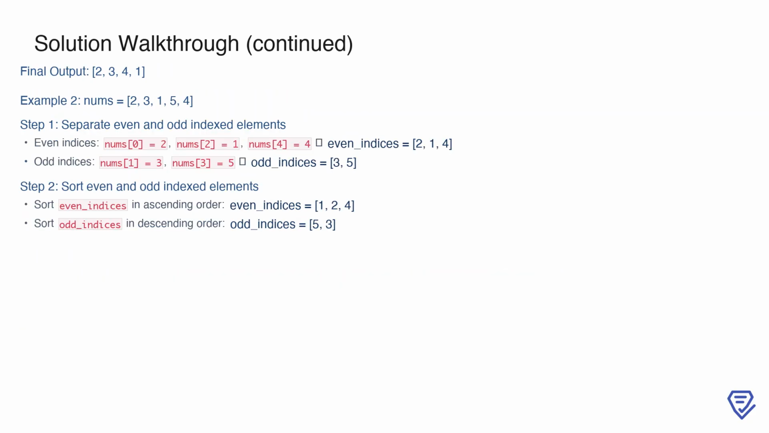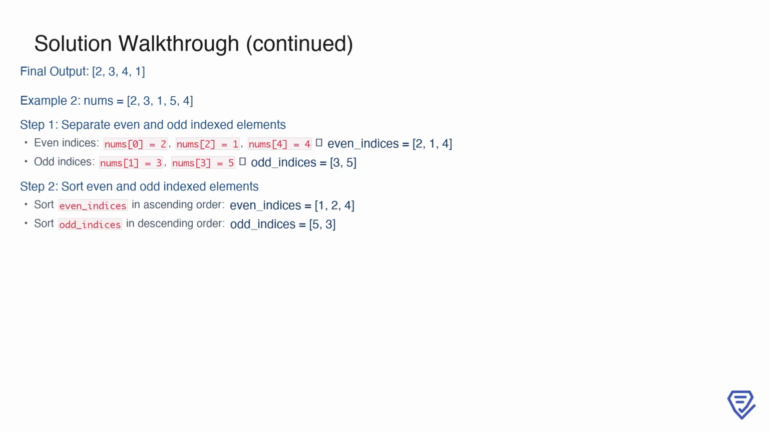Now, let's look at another example where nums is 2, 3, 1, 5, 4. First, we separate the even and odd indexed elements. The numbers at even indices are 2, 1, and 4, which form the even_indices list as 2, 1, 4. For the odd indices, the numbers are 3 and 5, resulting in the odd_indices list 3, 5. After separating, we sort the even_indices list in ascending order, giving us 1, 2, 4, and sort the odd_indices list in descending order, resulting in 5, 3.